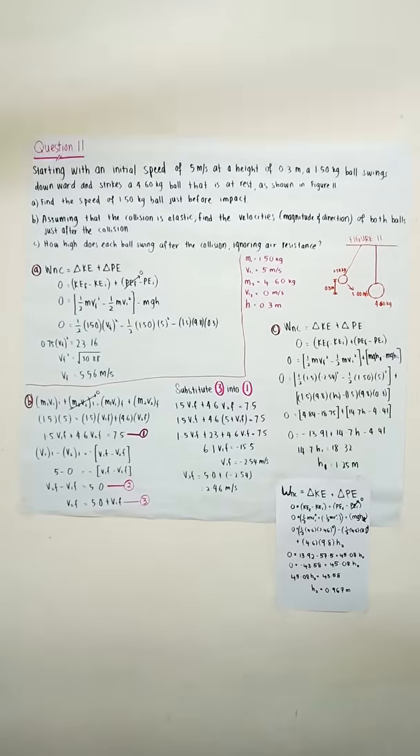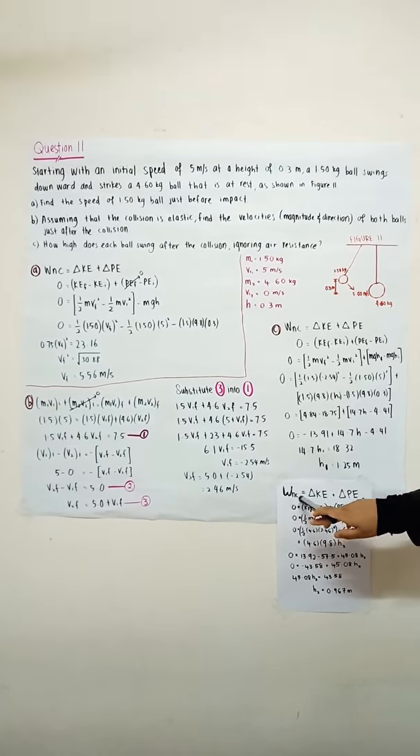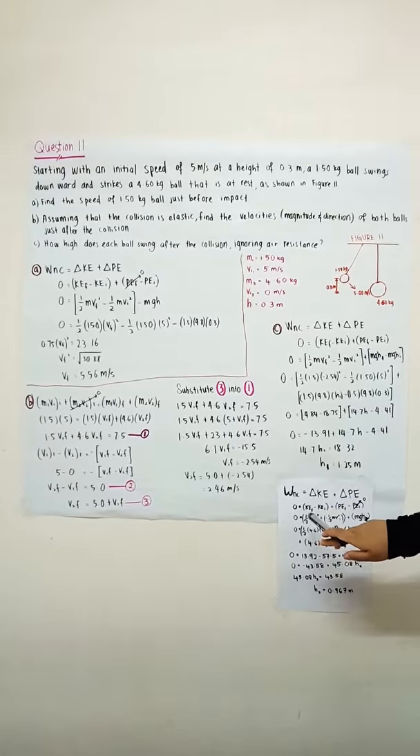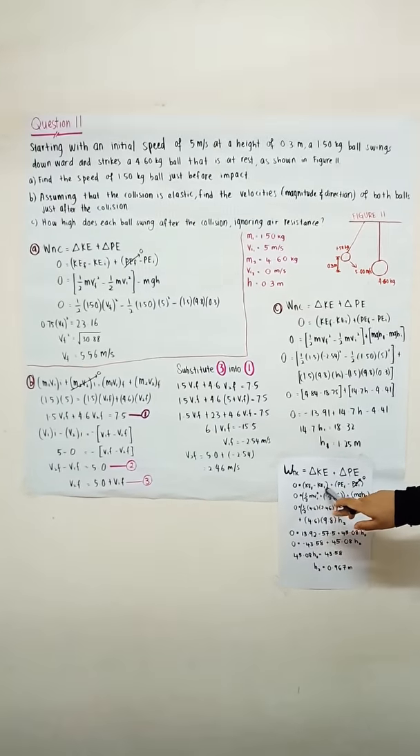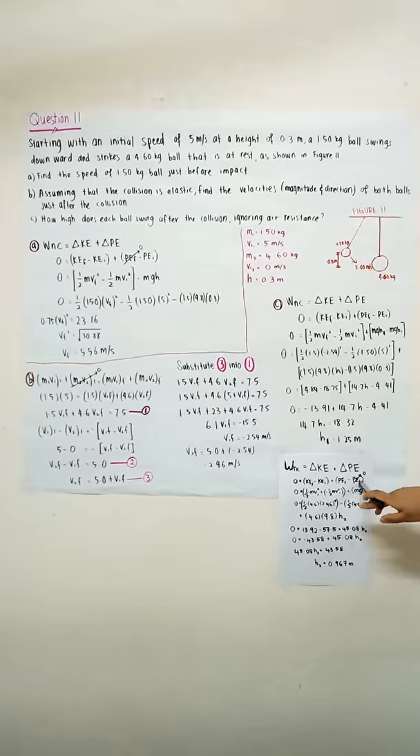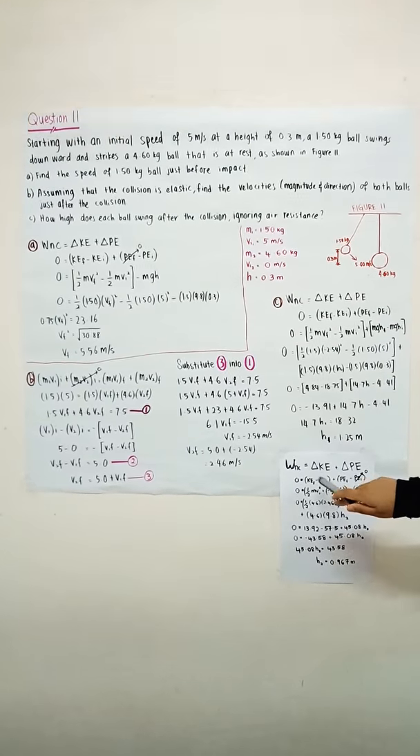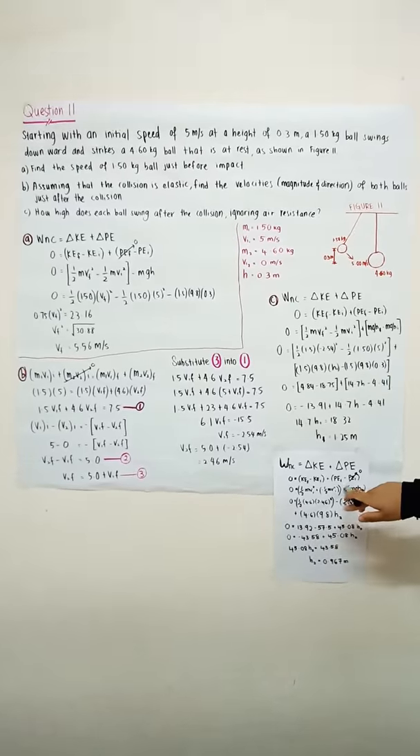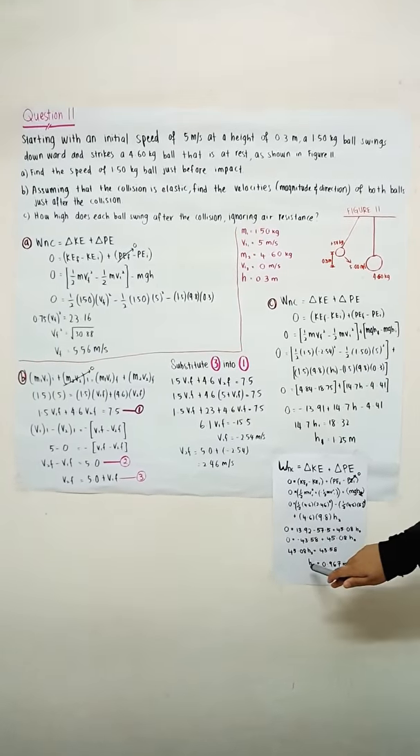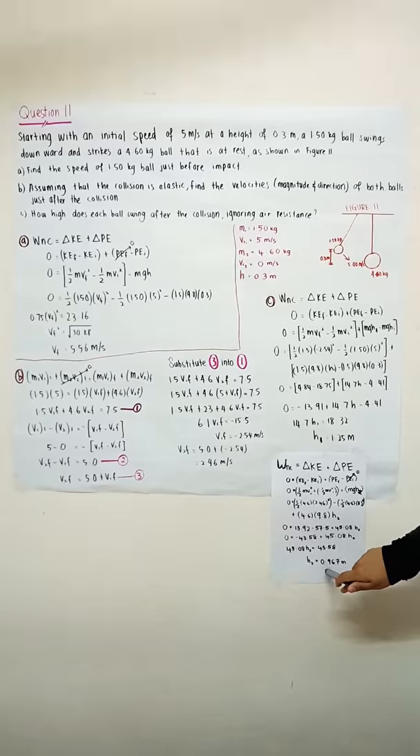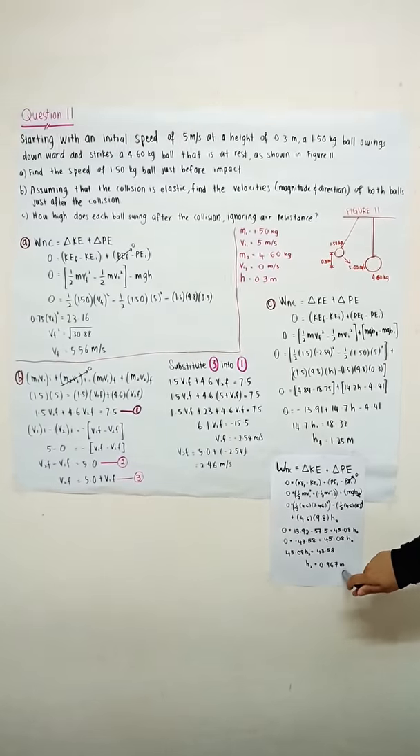Okay, for the height 2, we use the same formula, which is KE final minus KE initial plus PE final minus PE initial. PE initial is 0. So we substitute all the information into this formula, so we will get the height 2 equal to 0.967 meter.